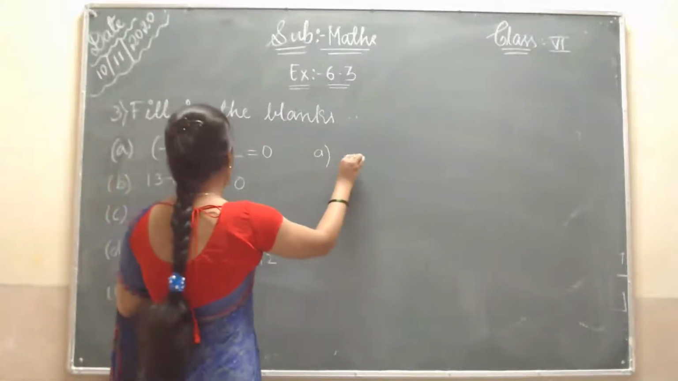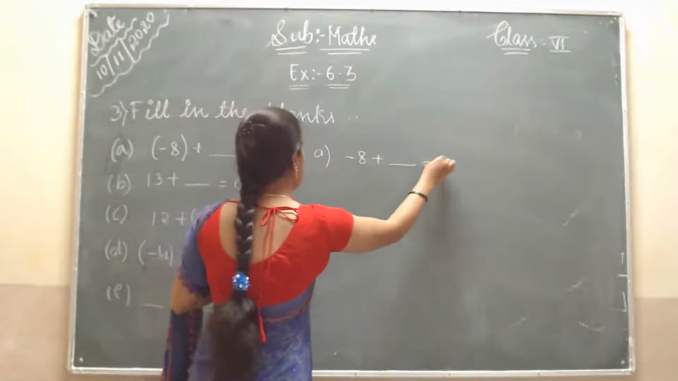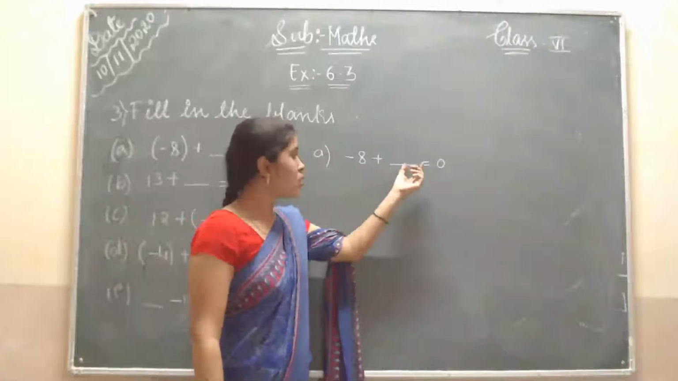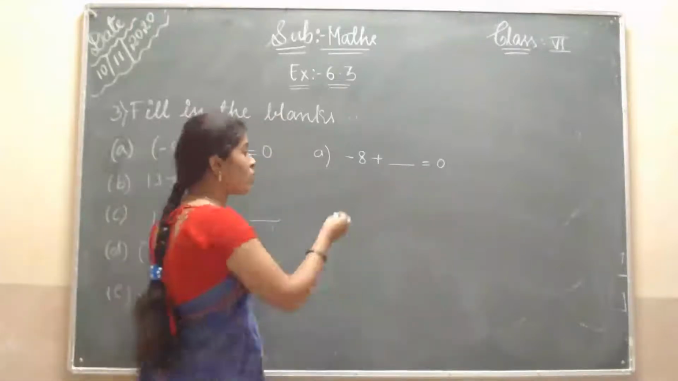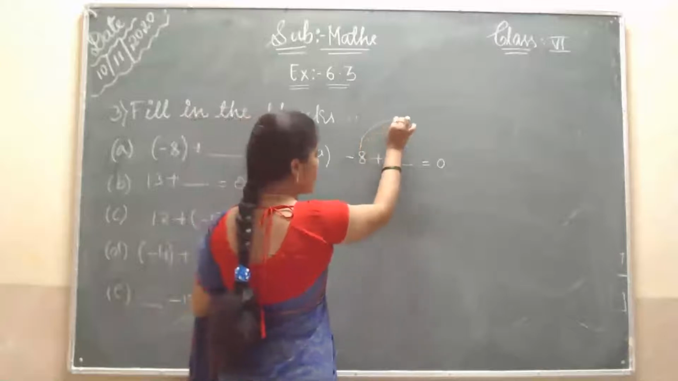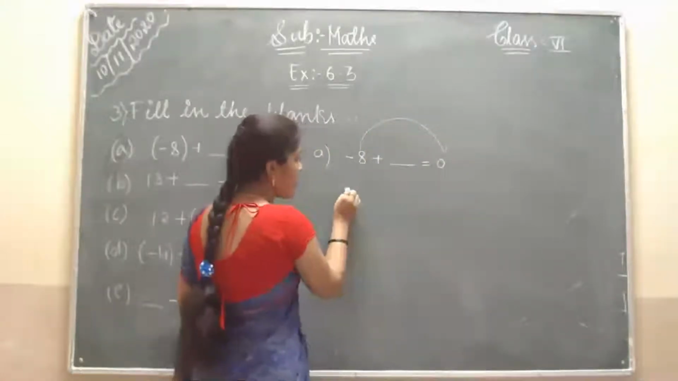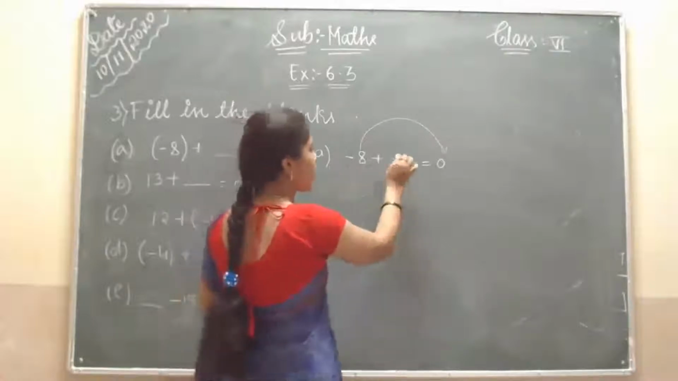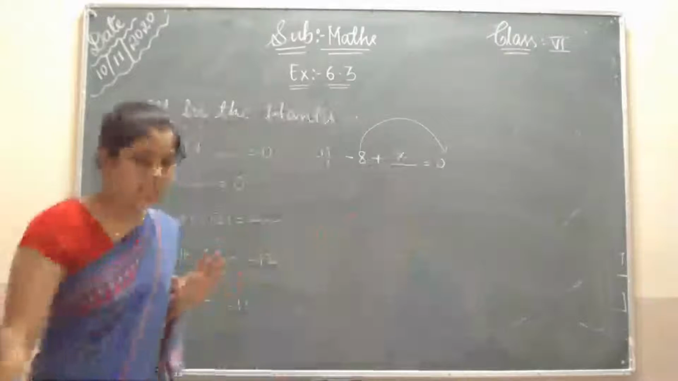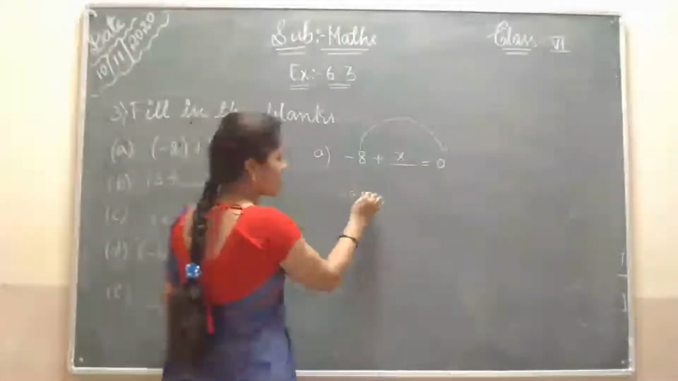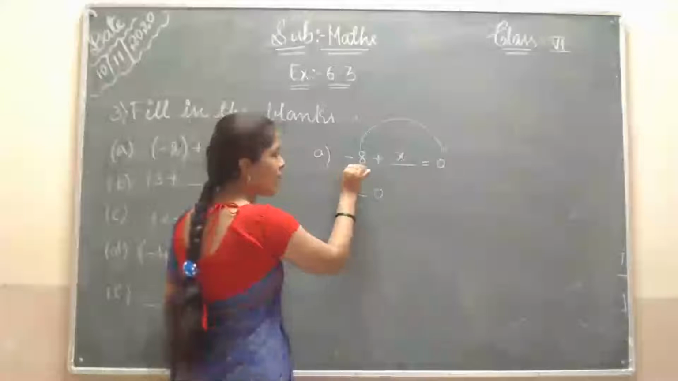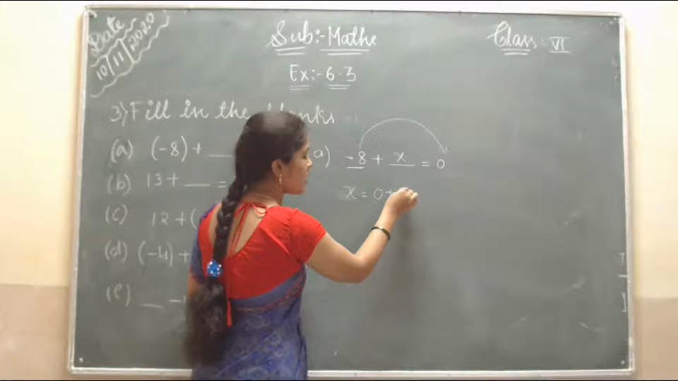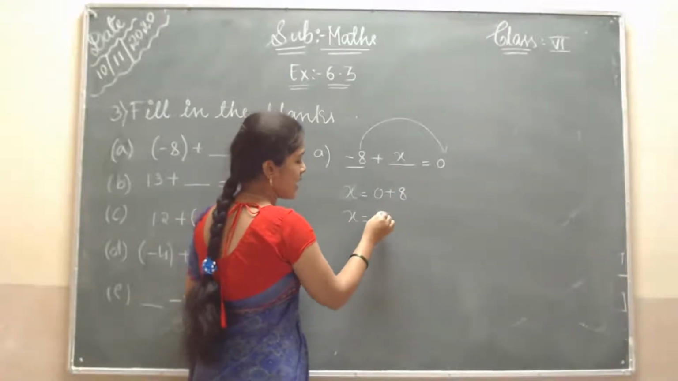See here, A: minus 8 plus dash is equals to 0. What digit should we take so that we get 0? First, we have to take the LHS part to the RHS side. Keep the dash as it is because we don't know the value. Suppose the blank is x. Keep x as it is, take 0, and take this minus negative integer to the RHS side. It becomes a positive integer, that is plus 8. Then x is equals to 0 plus 8, which is 8.